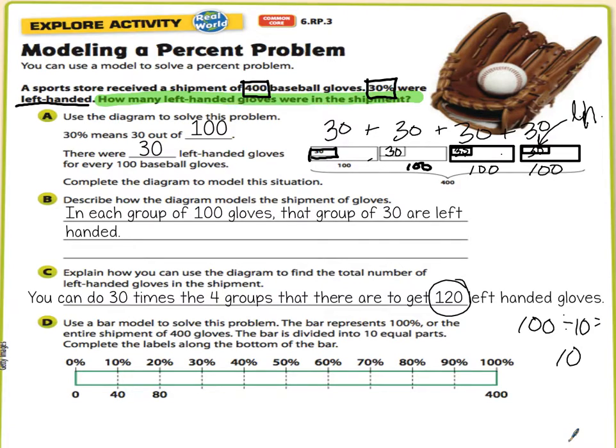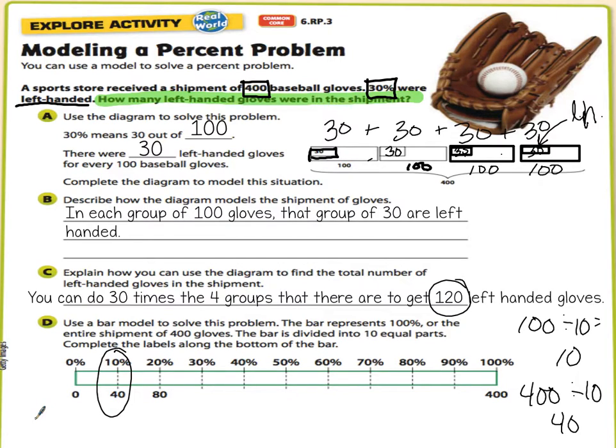So in here, I can figure out that if I do 400 and divide it by 10, because I have to figure out how much are in each of these groups of 10, I know that I get 40. So that tells me that every 10% is equal to 40.